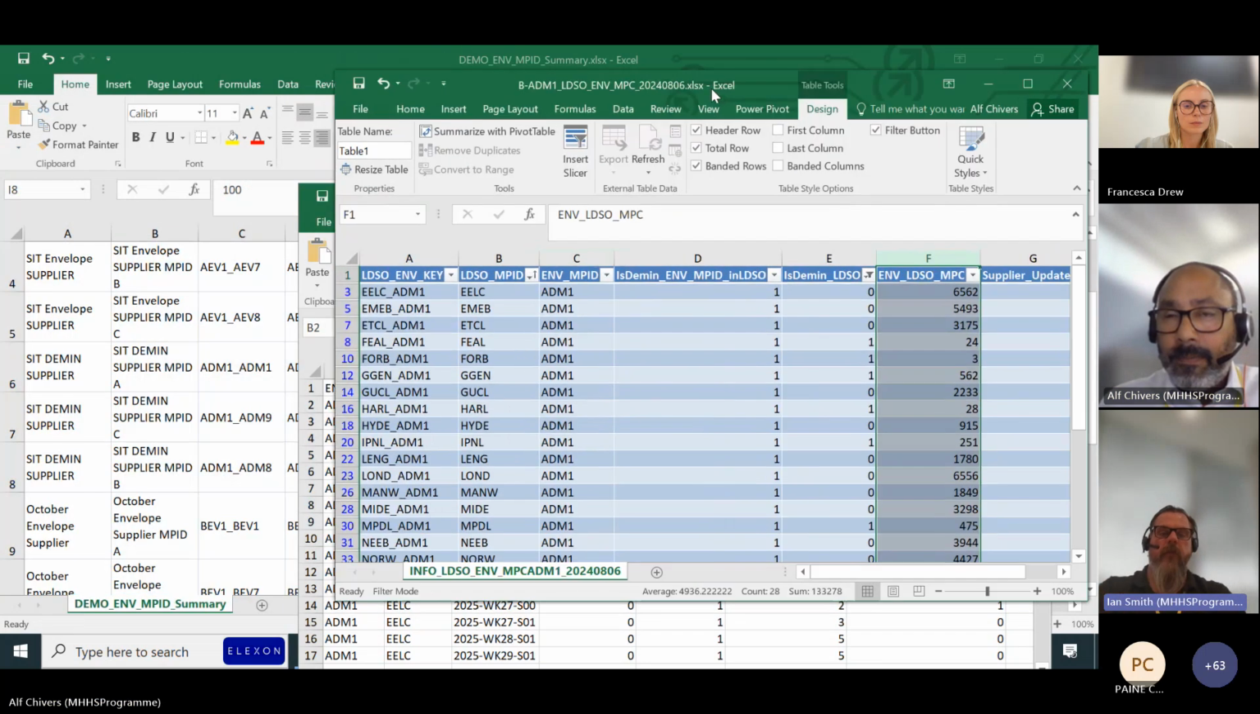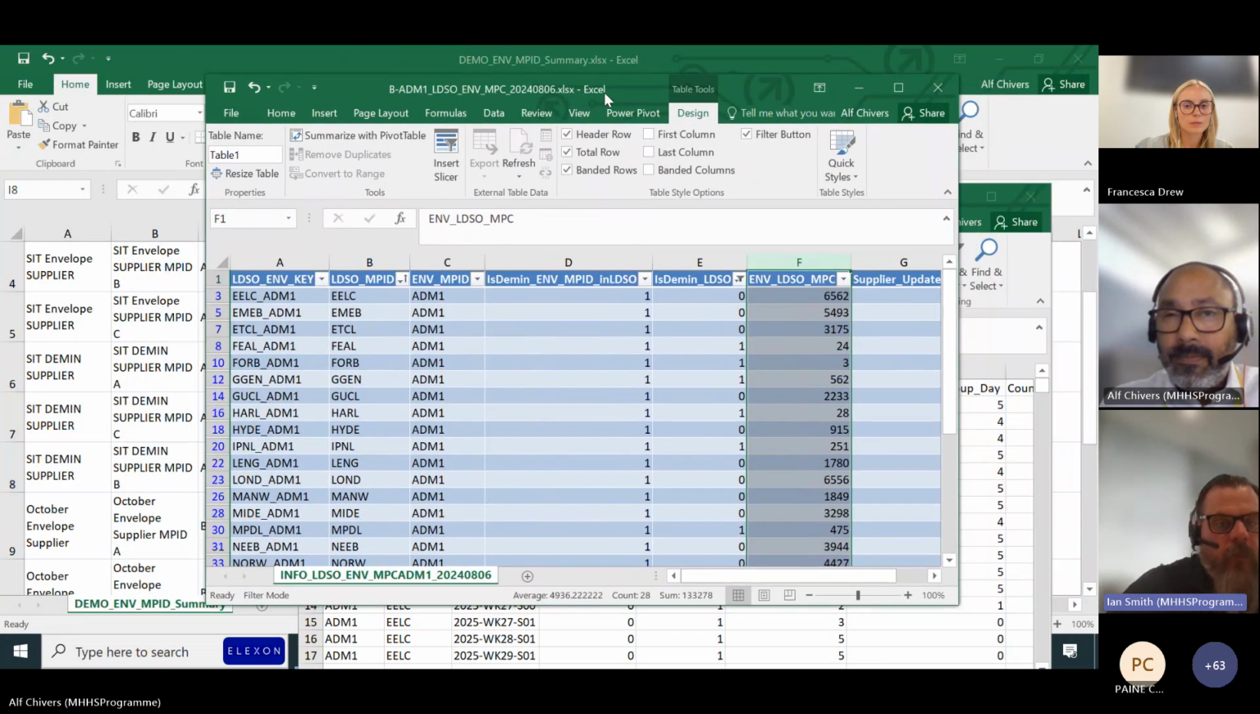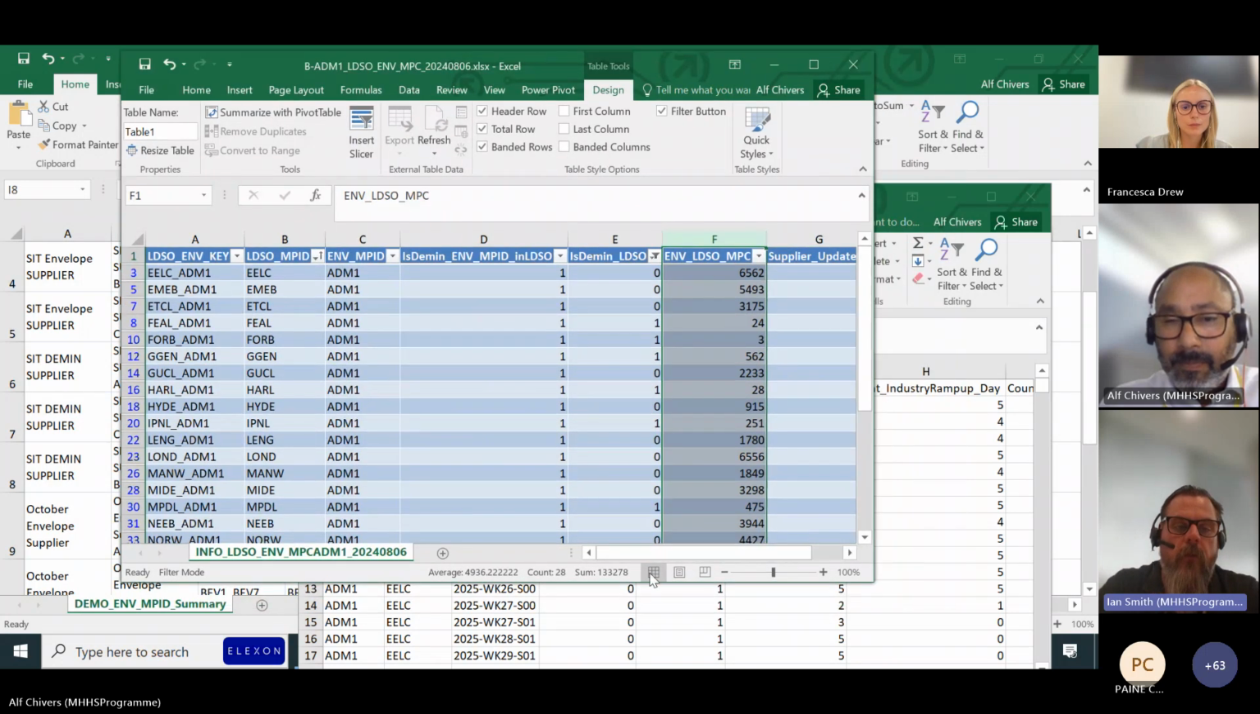Yeah, and it's also with the constraint within either the early life support period or the first calendar month following migration start if you're a non-SIT supplier. So if you're a non-SIT supplier and you've got, in this example, 6,562 MPANs within your portfolio within the LDSO, within the first month you would only, as a maximum, submit 656. So it becomes a cap on that first month period.